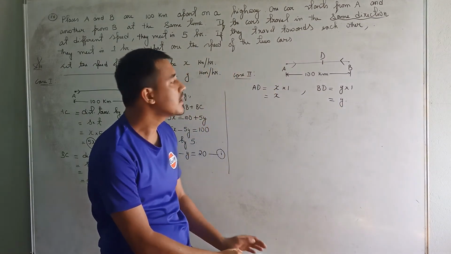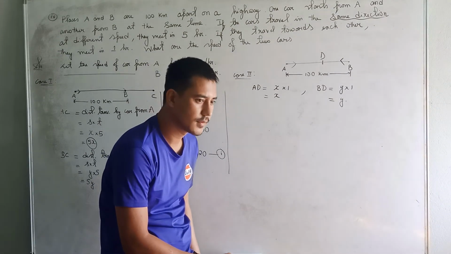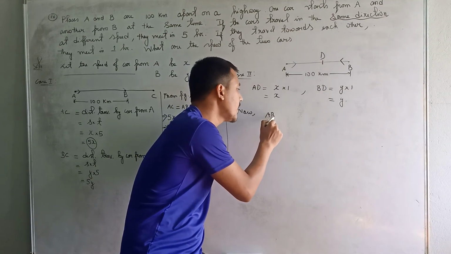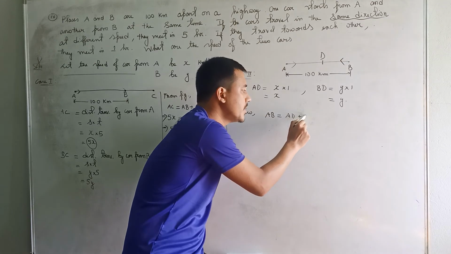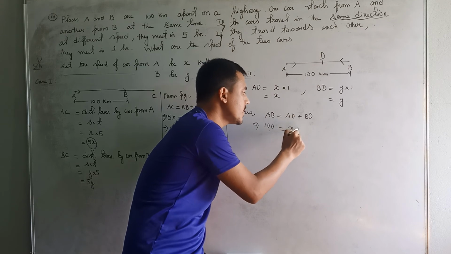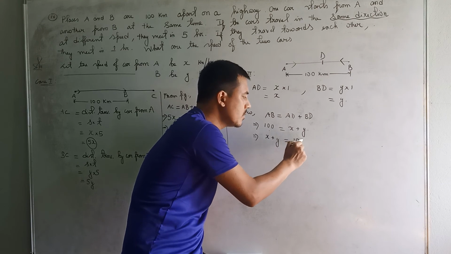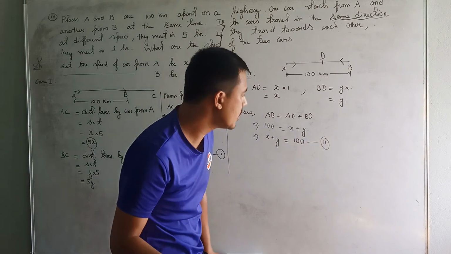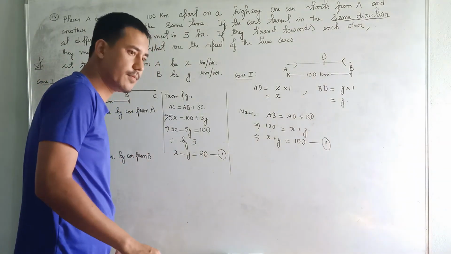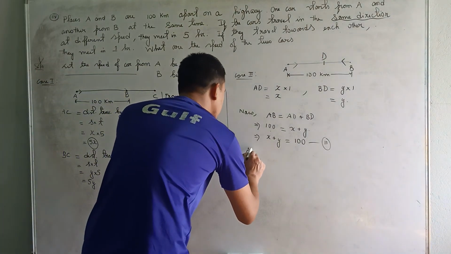Now in case 2, which is the longest line in your figure? AB, right? So from the figure, AB can be expressed as AD plus BD. AB is 100, AD is X, BD is Y. We can rearrange, reverse the sides: X plus Y is equal to 100. Equation 2. We can solve by elimination because both the coefficients of X and Y are equal. This time let us add the equations.